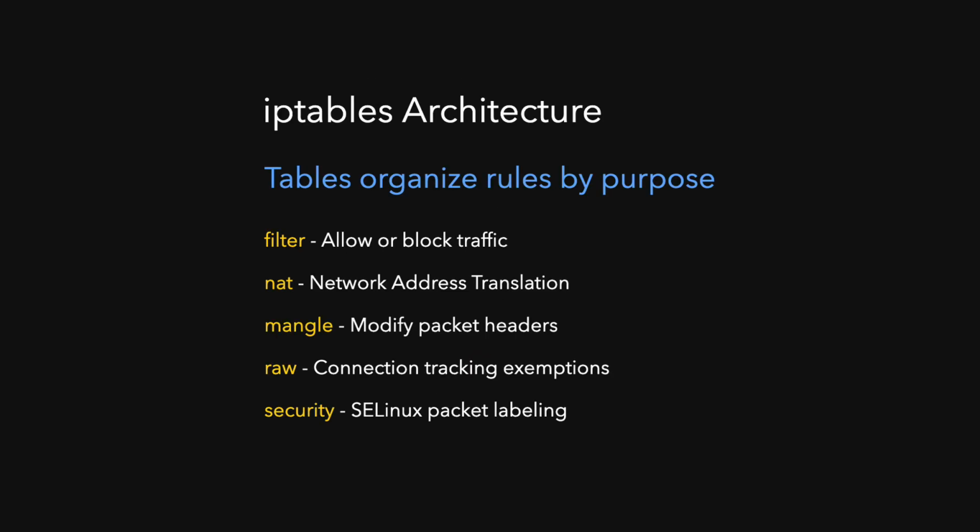iptables organizes rules into tables and chains. Tables group rules by purpose. Filter table is the default table, containing rules for allowing or blocking traffic. NAT table contains rules for network address translation. It changes source or destination IPs and ports. Mangle table contains rules for modifying packet headers. Raw table contains rules for connection tracking exemptions. And security table contains rules for SELinux packet labeling.